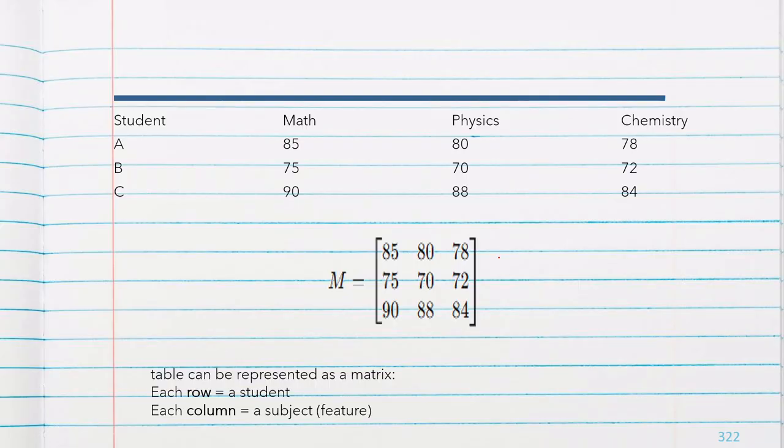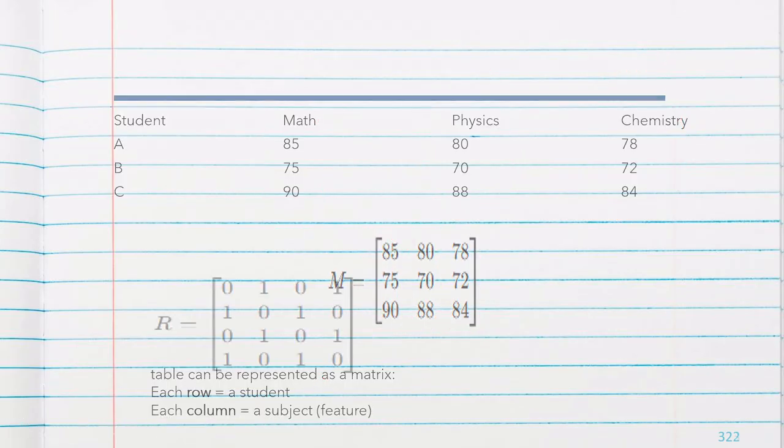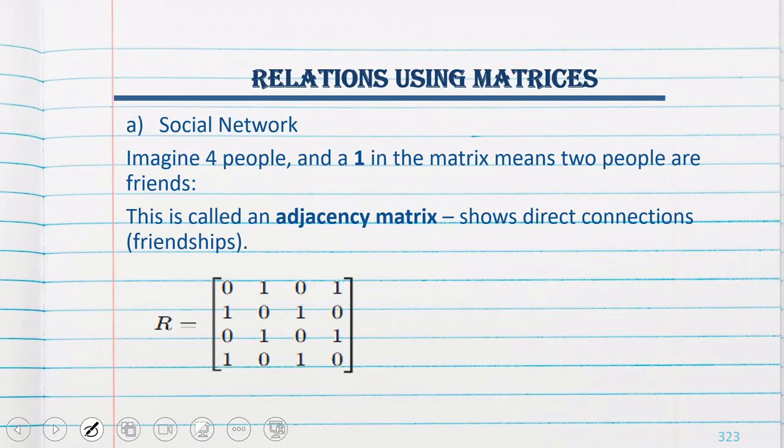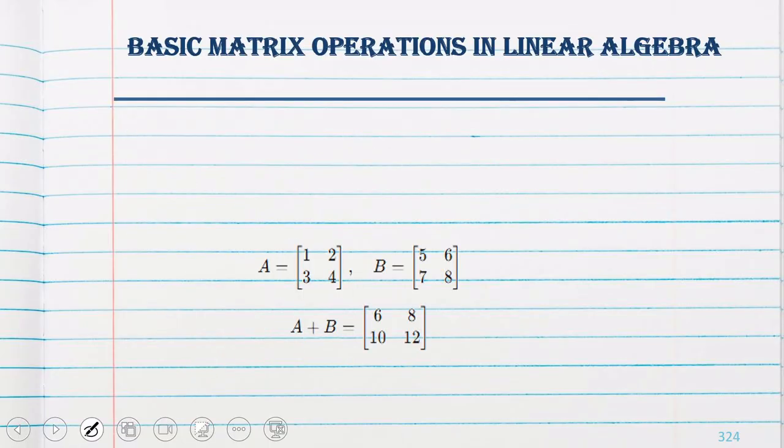Here are the students' marks in maths, physics, chemistry. So this is maths, this is physics, this is chemistry. A row is a student and a column is a feature. Always like that. So relationships can be represented like this. In a social network with 4 people, 1, 2, 3, 4, a 1 represents that there is a relationship. 0 means there is no relationship between those persons. Here persons 1 and 2 are related because it is represented as 1.